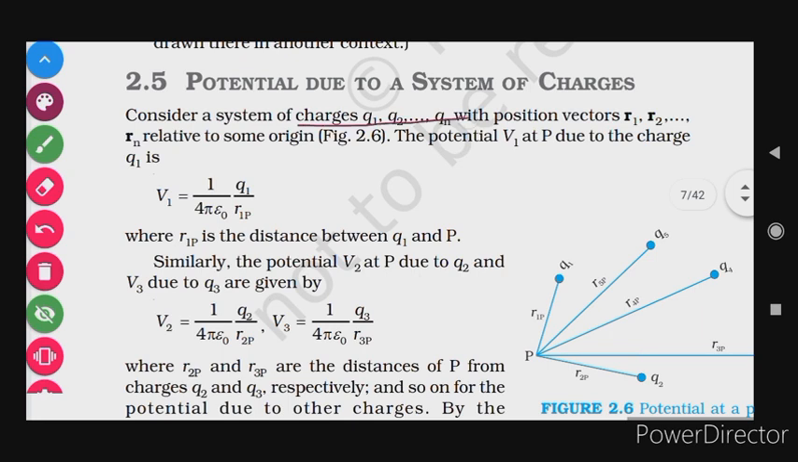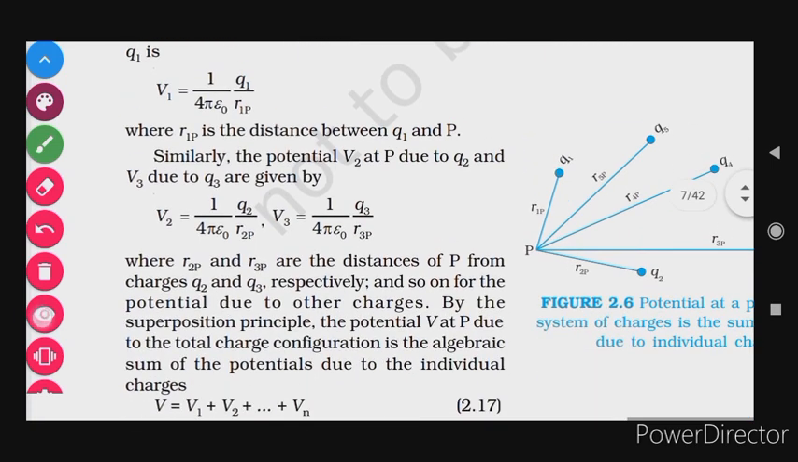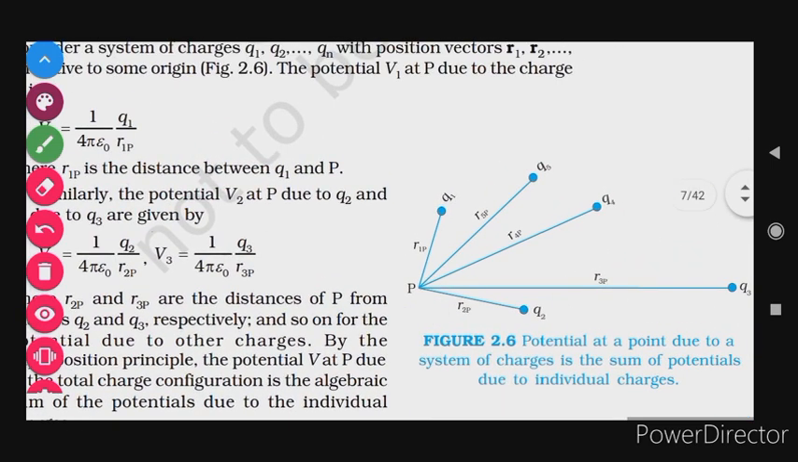Consider a system of charges q1, q2, up to qn with position vectors r1, r2, rn relative to some origin. So there is an origin, and the position vectors of these points are like this. Okay, all these charges have position vectors r1, r2, r3 respectively.